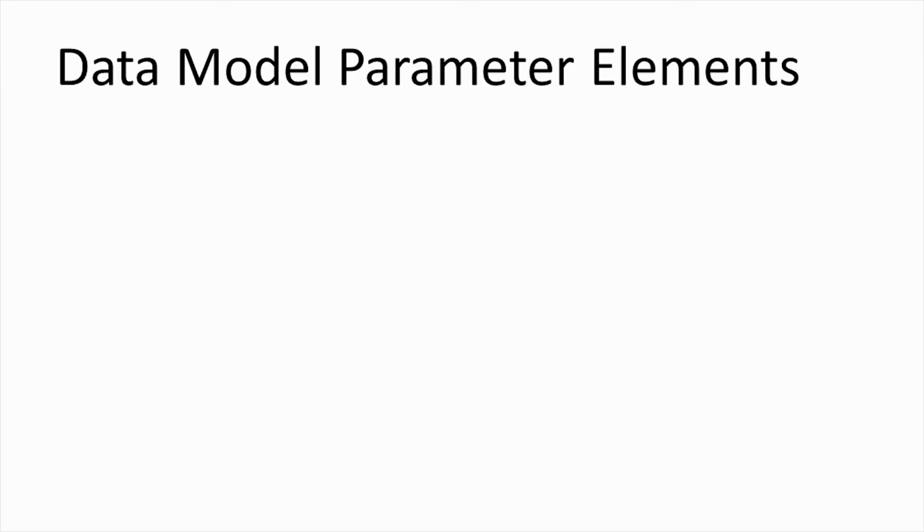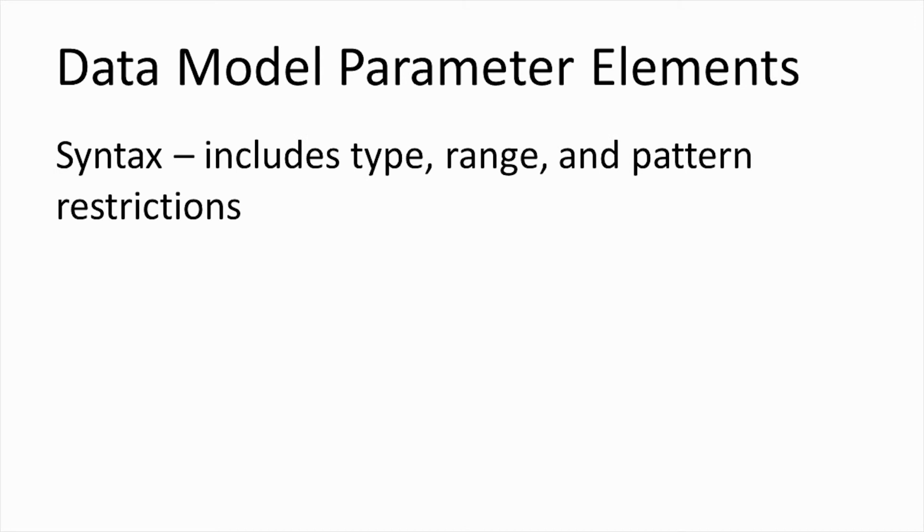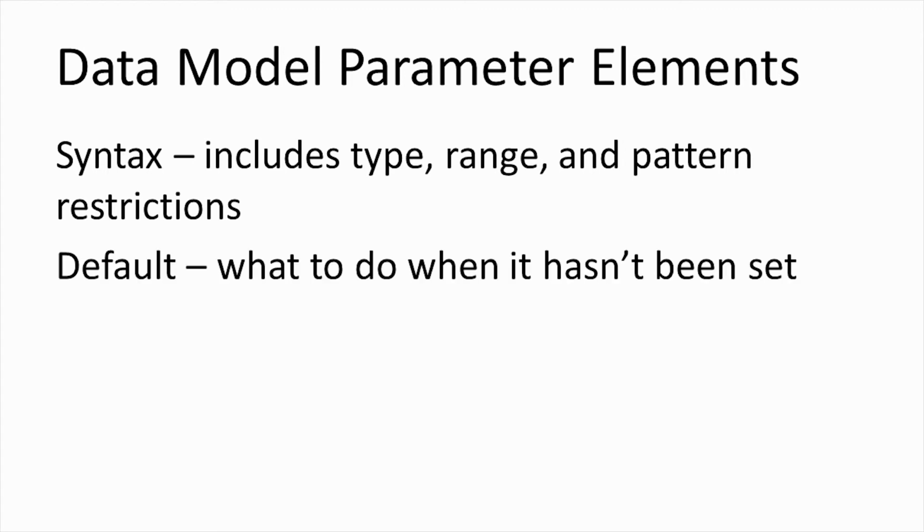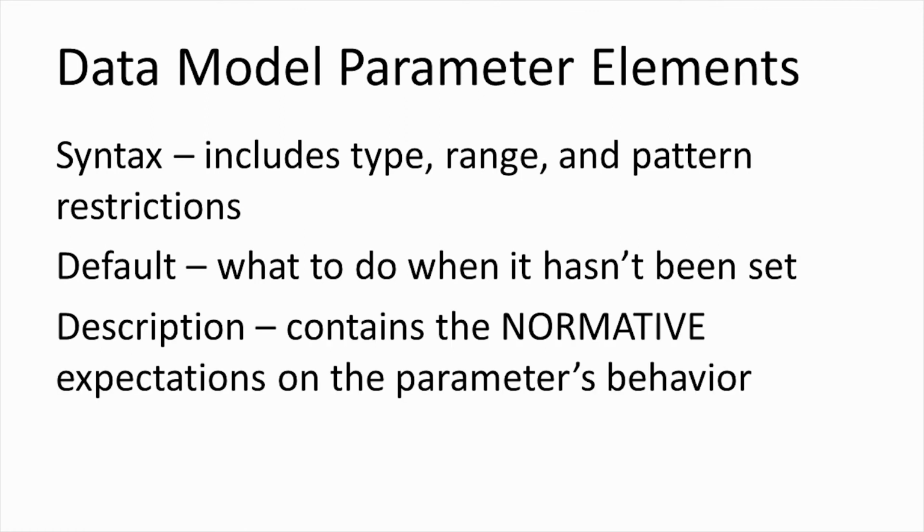Parameters are described using several XML elements. These include syntax, which describes the parameter's data type and any minimums, maximums, or pattern restrictions. Default, which indicates the parameter's default value if it had been unassigned. And description, which lists the normative explanation of how the parameter is to be used.